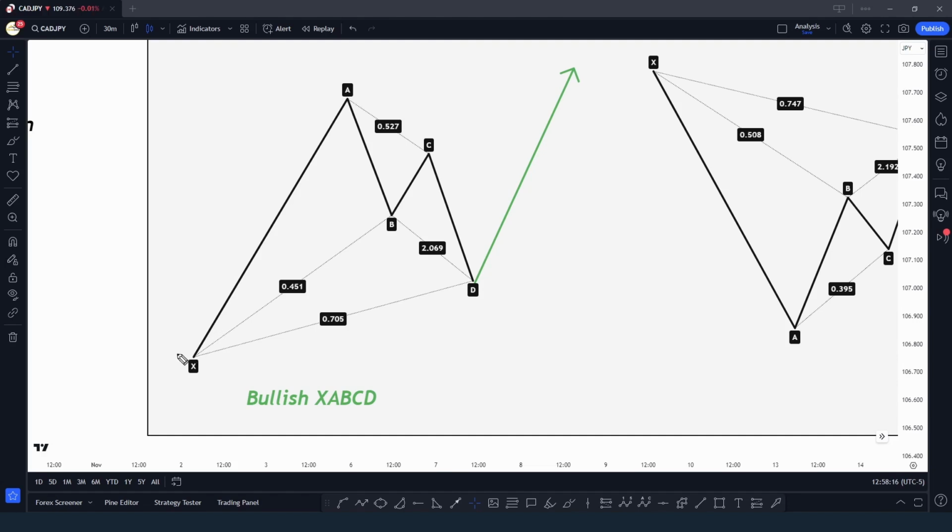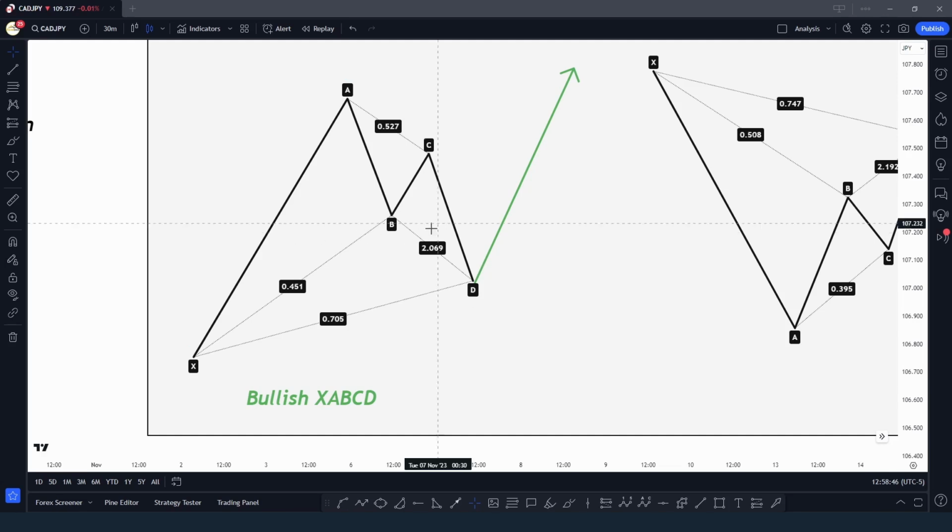We can really break down this pattern into two components. The first one is the XA wave, which we can see here, and the second one is the ABCD wave. This XA wave is a very impulsive wave, which indicates that the market is impulsively moving in either bullish or bearish direction. In this case, this XA wave symbolizes a very impulsive bullish wave, and then this A, B, C, and D wave represents a retracement phase in the market.